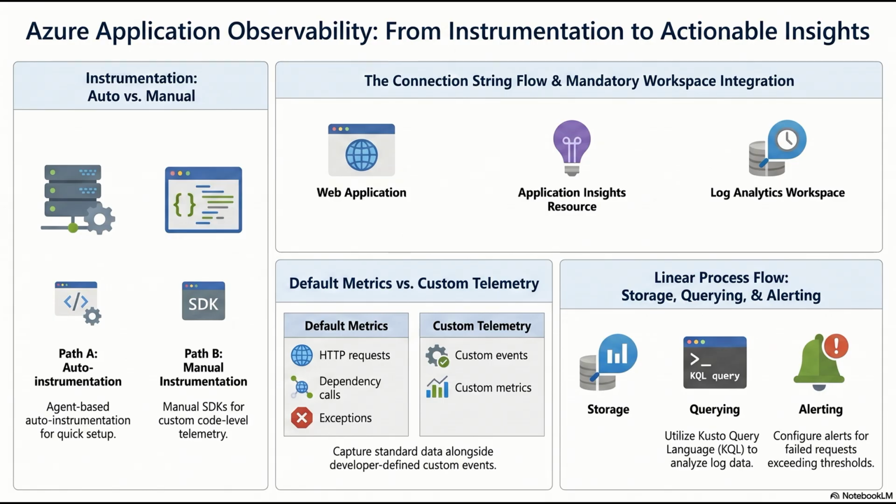Break down the mechanics of those actions. What can an action group actually execute? At the most basic level, it handles routing notifications. It can send an email to the dev team, dispatch an SMS text message to the on-call engineer, or trigger a push notification to the Azure mobile app. Just paging people. Right. But the real power lies in system integration and automated remediation.